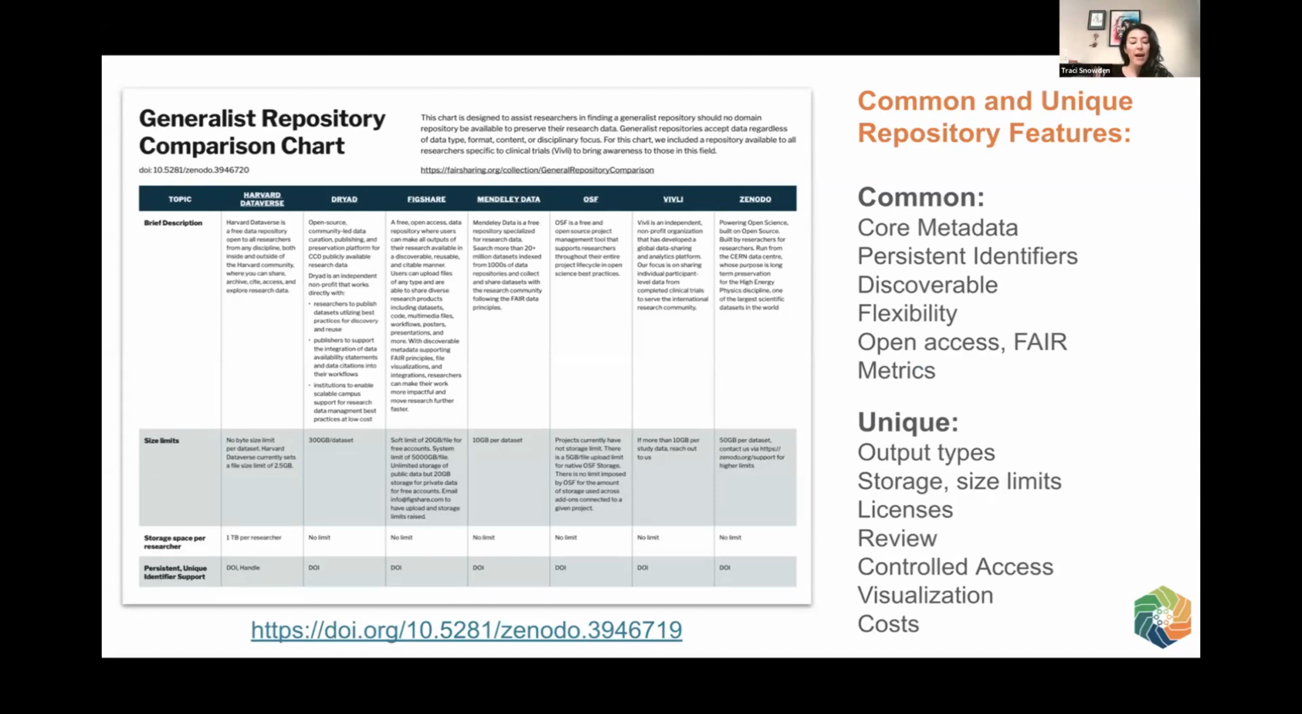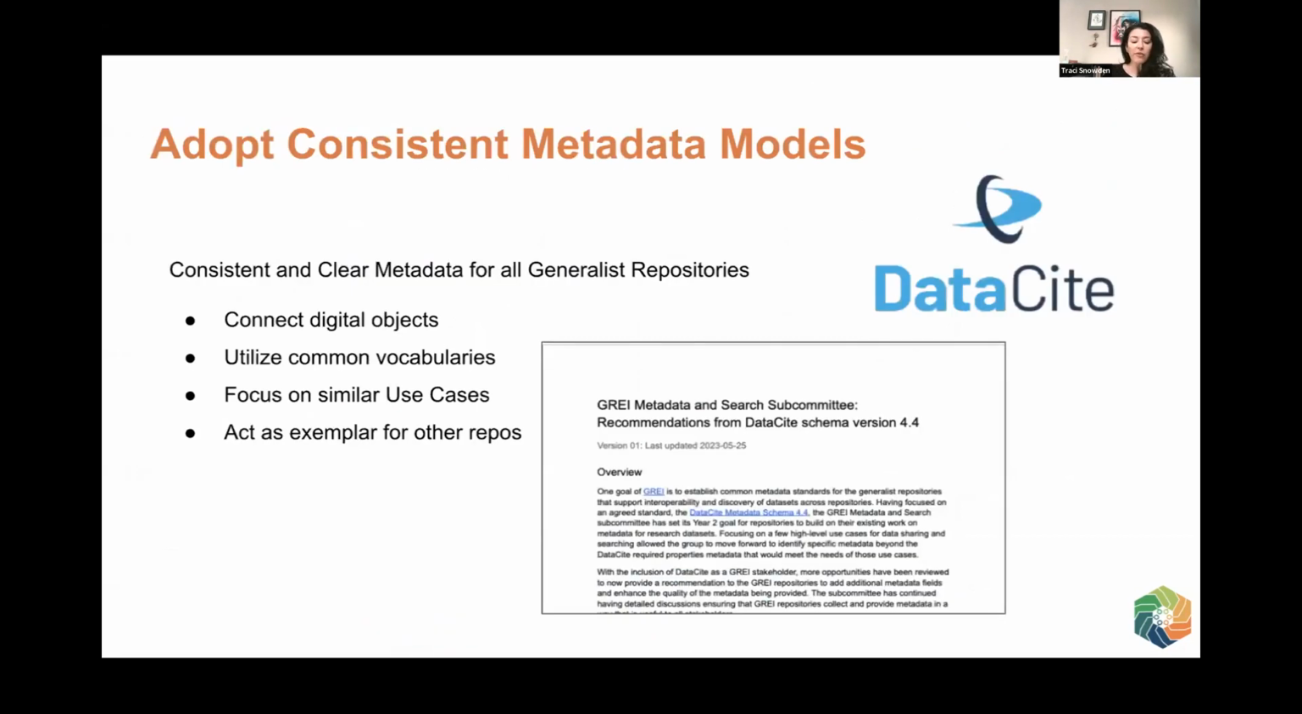So if you look at the right-hand side of this screen, you can see the bigger picture of what are some of the common elements and what are some of the more unique repository features. And then the left-hand side is a screenshot of our now existing generalist repository comparison chart, which can be found if you click the link with the DOI on Zenodo. We are getting ready to update this comparison chart, but we hear from many people in our community that this is very helpful.